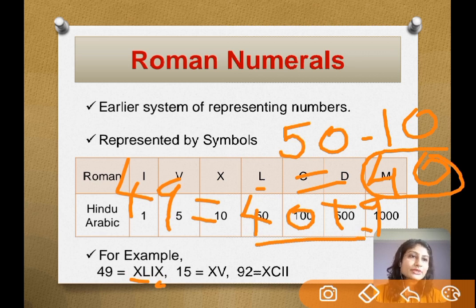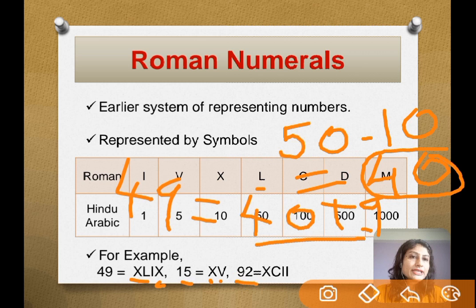Now next number 15. So 15 is equal to 10 plus 5, right? So X is equal to 10 and V is equal to 5. So XV is Roman numeral of 15.